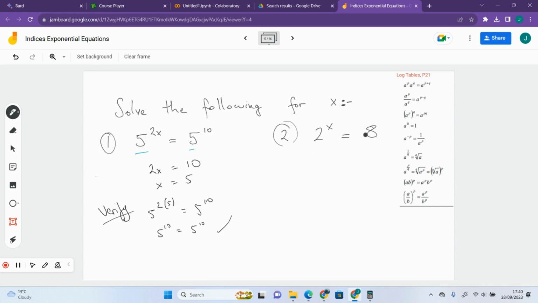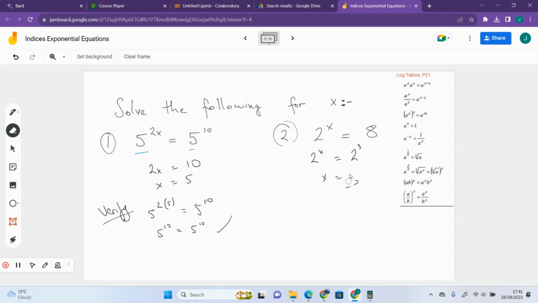The next one is 2 to the power of x is equal to 8. So the bases are different, so I need to make them the same. So 2 to the power of x is equal to 2 cubed is what that is. So here you see I now have the bases are the same. So it's simply x is equal to 2. Okay, and if I plug the 2 back in, sorry, x is equal to 3, I beg your pardon.